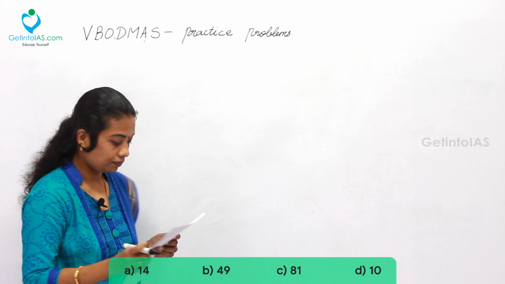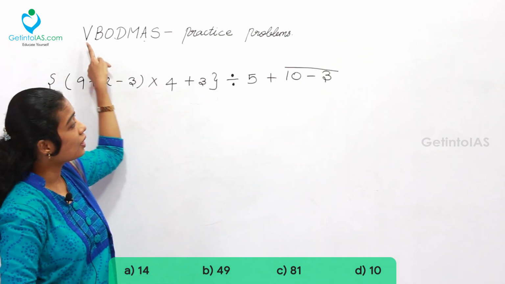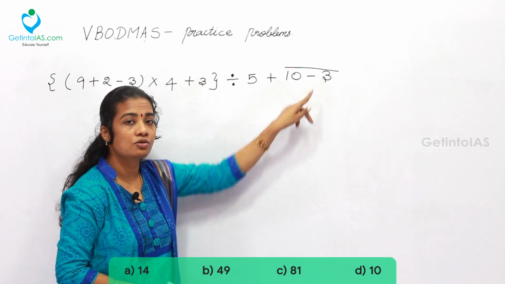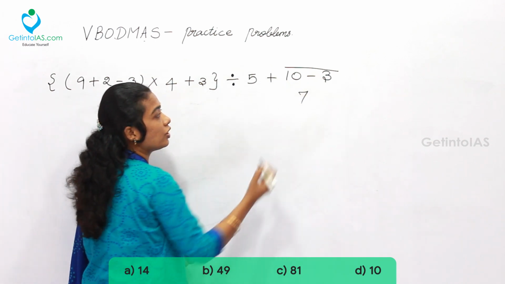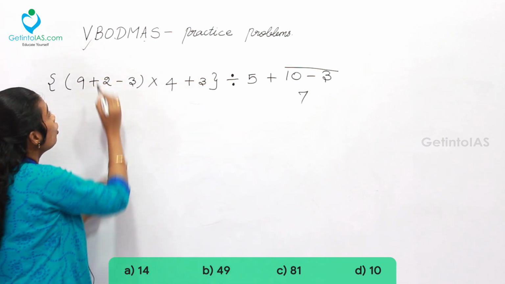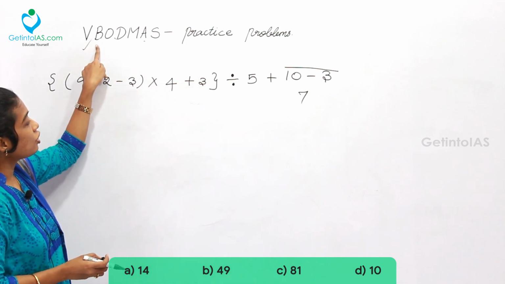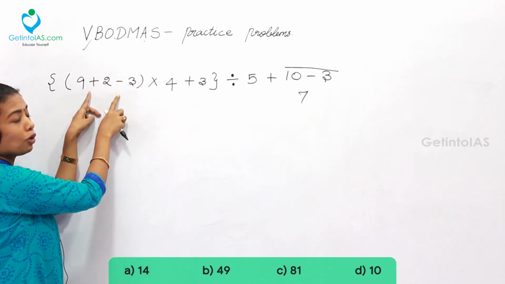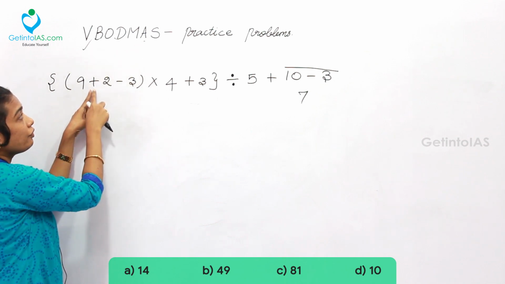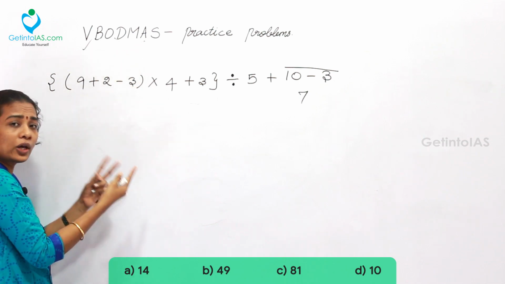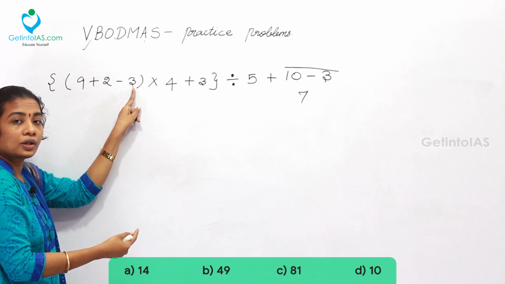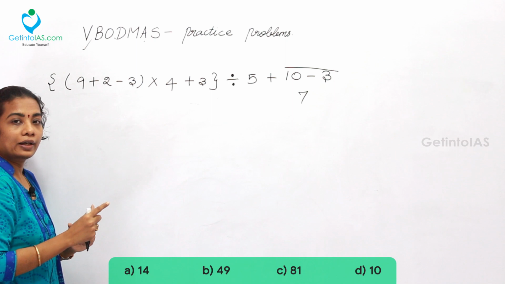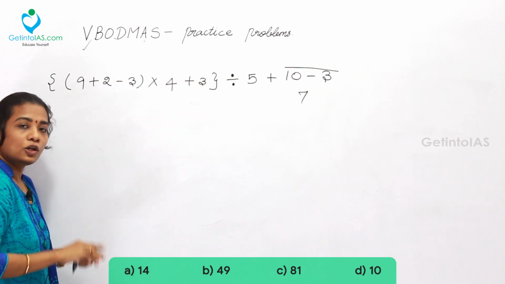The next problem. In this, first we look for the vinculum. Vinculum is presented, so let's solve it first. What is 10 minus 3? Which is 7. Afterwards, no other vinculum is presented. So bracket means we want to solve the small bracket first. Inside the small bracket, two operations are given, addition first and subtraction next. Or else you can directly take the values with their symbols. While taking, you take minus 3 like that, then add up with that. Directly you can get the answer.